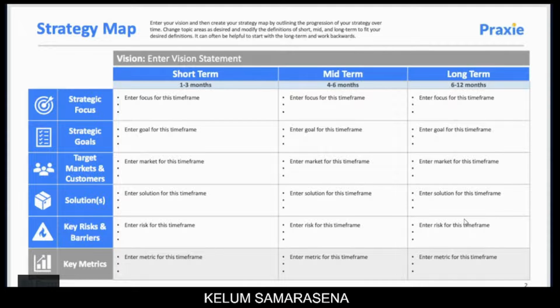So what are our strategic focuses? What about our goals, target markets, customers? What are we going to do? And yes, any risks that we may face, what about the macro factors? And yes, we could set them, but we have to set down here the metrics. How are you going to measure it?